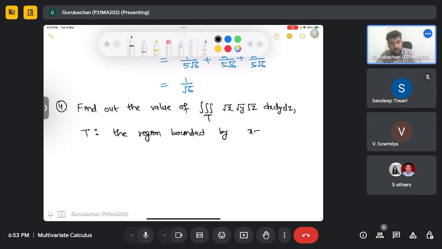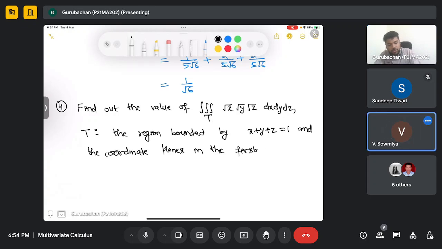Bounded by x plus y plus z equal to 1 and the coordinate planes in the first octant. So we need to find out this triple integral over this region, triangular region, right?